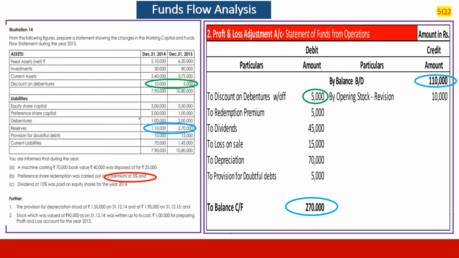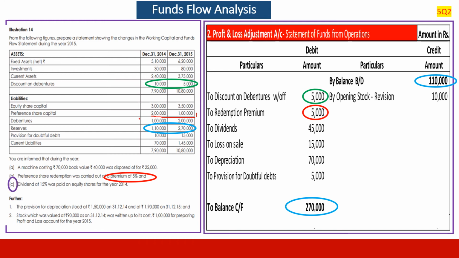Then premium on share redemption was carried out at a premium of 5%. If you look into preference share capital, it has reduced from 2 lakh to 1 lakh, means we have paid out 1 lakh. 5% on 1 lakh is 5,000 redemption premium. We will pay 1 lakh plus 5,000 under funds flow out as a redemption.